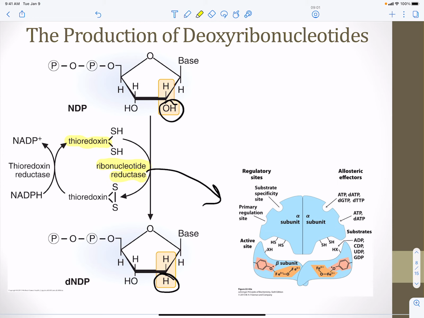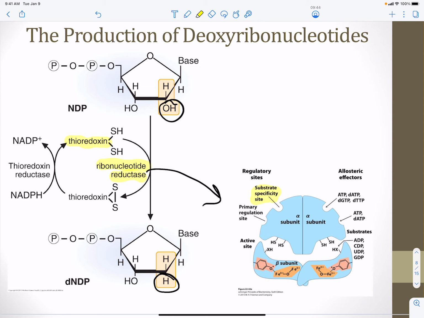It's allosteric regulation, and so what that means is, of course, that you have sites separate from the substrate sites. So you have your substrate specificity site, and so in this case you're bringing in a ribose, obviously, and then you have your regulation sites. So you have allosteric effectors, and then you also have your substrates. So your allosteric effectors are going to be ATP, deoxy ATP, deoxy GTP, etc. You also have your substrates, which can be ADP, CDP, UDP, GDP, etc.